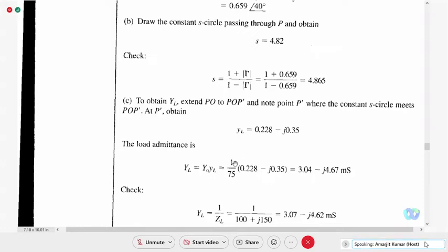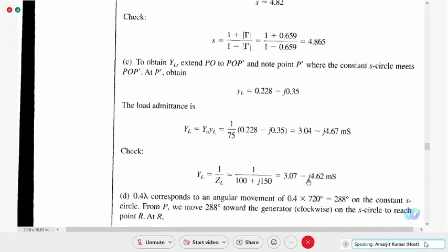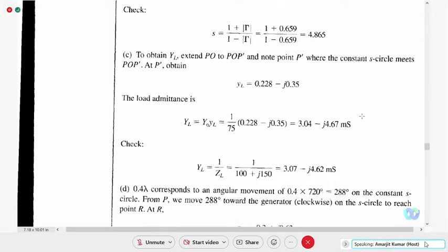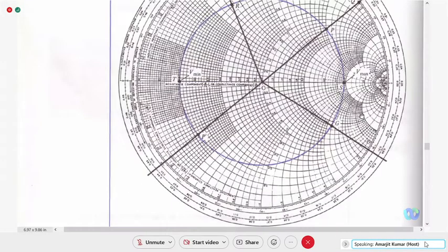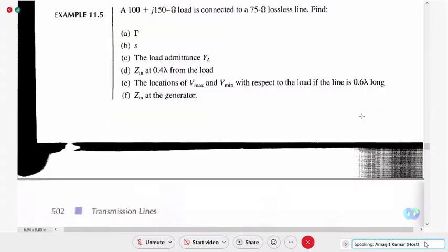So now it is normalized. So the YL will be, why not multiply with 1 upon 75? And what is the exact result? Exact is here, so it is close to exact, no problem. So next we have to find Zin at 0.4 lambda from the load.